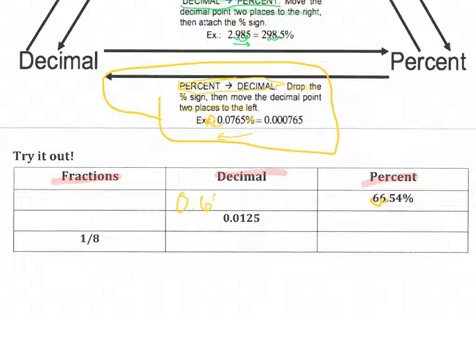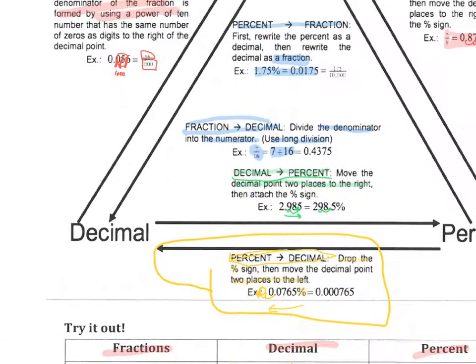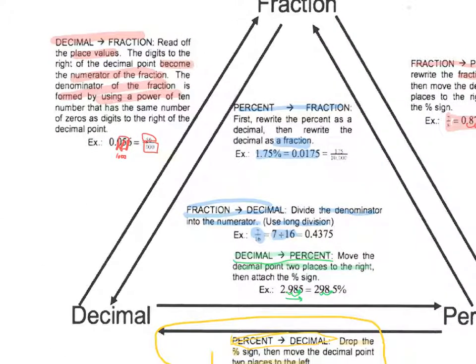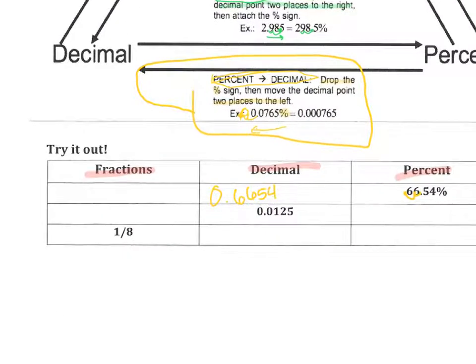How many decimal places is this? So this is the tenths. So this is tenths, hundredths, thousandths, 10,000ths. Okay, so I know my denominator is 10,000. 1, 2, 3. And I put my number here in the numerator. So it's 6654 over 1,000. I'm sorry, 10,000.